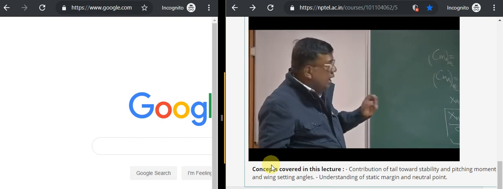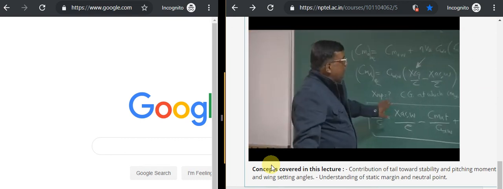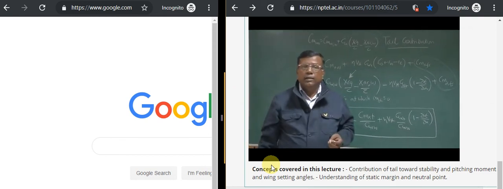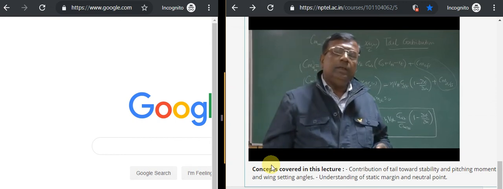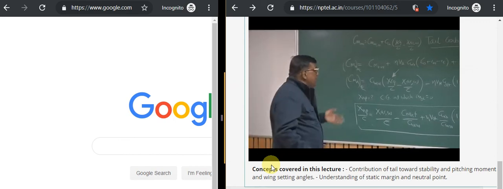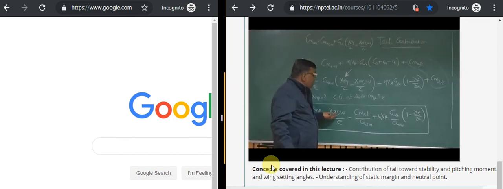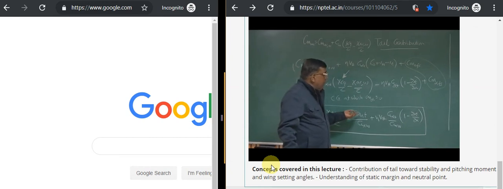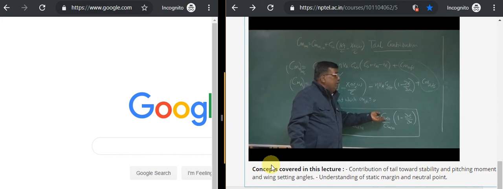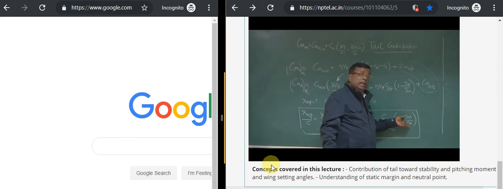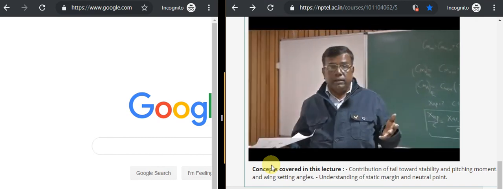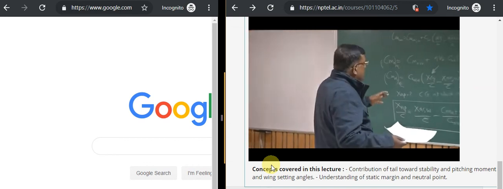So this is the neutral point expression. What is the meaning of neutral point? It is that CG location at which the aircraft will become neutrally stable, right? So it depends upon what? It doesn't depend upon CG. Please understand this. It depends upon the AC of the wing, the Cm alpha fuselage, CL alpha of the wing, the tail volume ratio, the CL alpha tail, and d epsilon by d alpha. So it depends on the aerodynamic characteristics of the wing and fuselage. So manipulating this, you can always adjust the neutral point of the airplane.